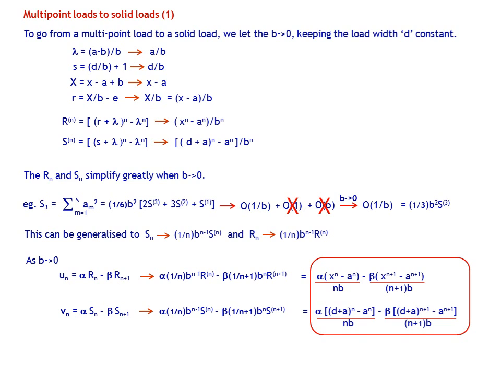We've simplified all the beam and load parameters as b goes to 0, as well as the formulae for un and vn, but they all still contain a single power of b in their denominators. In the next slide, we'll see how we can get rid of these.